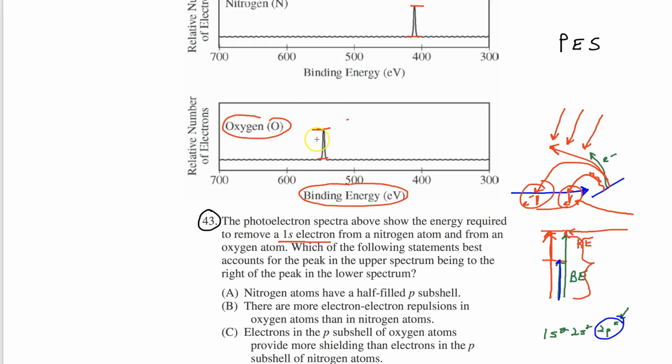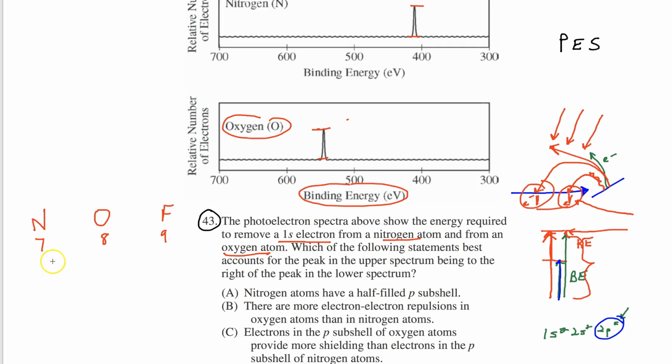When you look at this, who's going to have the greatest binding energy? Even if you didn't understand anything I said about photoelectron spectroscopy, who's going to have greater binding energy: a 1s electron from a nitrogen atom or a 1s electron from an oxygen atom? Now, what do we know about the difference? Well, nitrogen and oxygen, if you go to your periodic table, are atomic number 7 and atomic number 8. Remember, fluorine is atomic number 9.